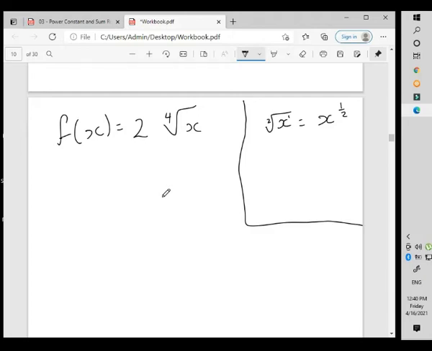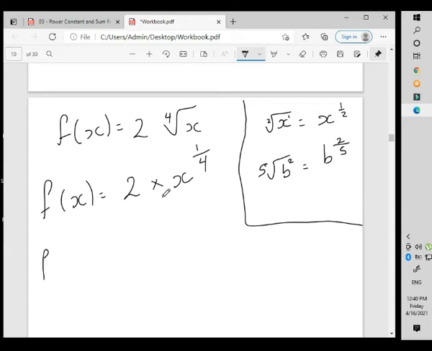So let's say I had the 5th root of b squared. It would be b, the power goes in the numerator, and whatever the root is goes in the denominator. So using that understanding, let's now work into this. I'm going to write back f of x is equal to 2, I'm going to use multiplication, x, the power here is 1, and in the denominator is 4.